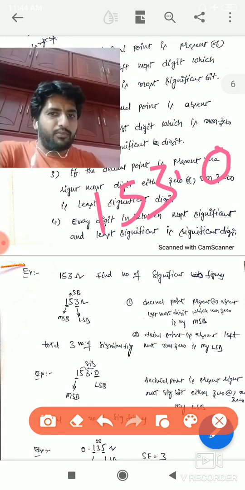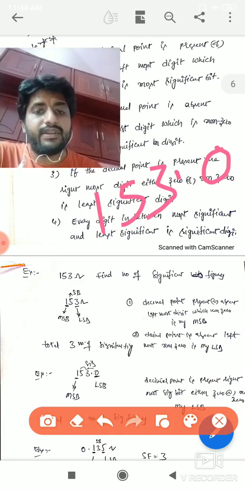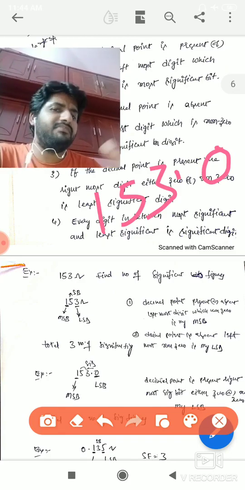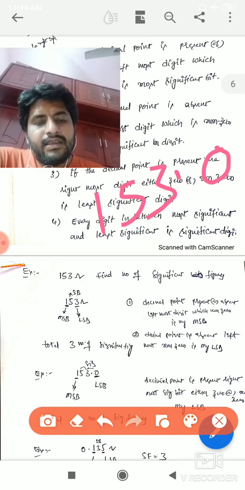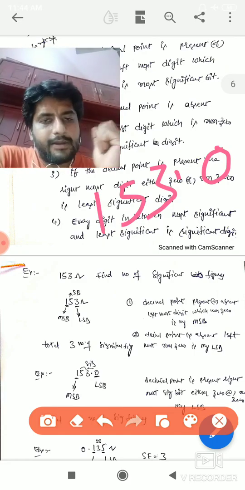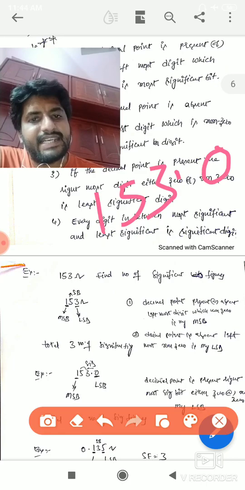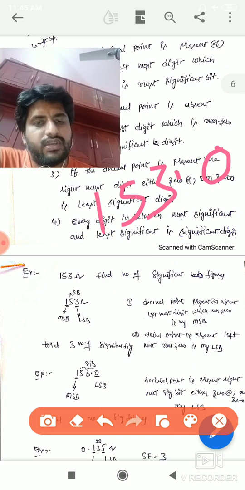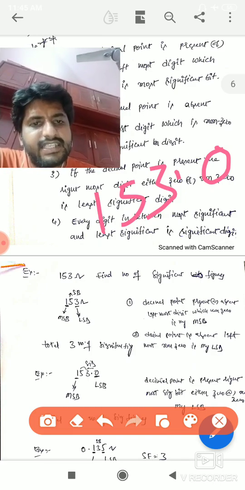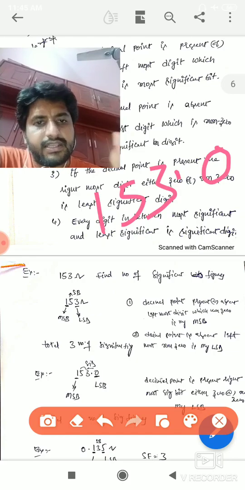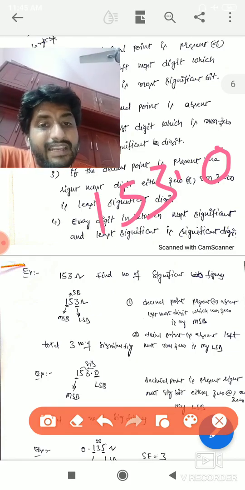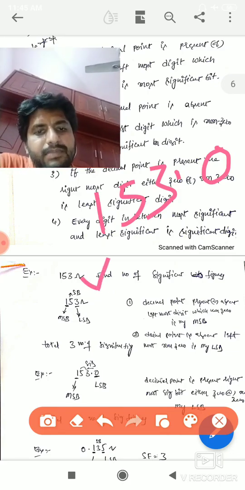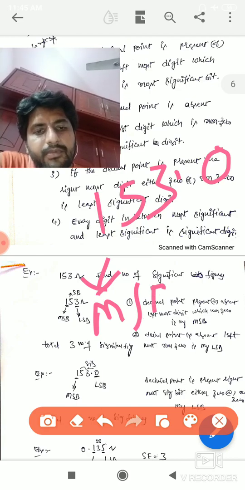Right? 153.0. Then you will analyze how many significant figures there are. It's not like 153, where directly you would say the significant figures is 3. Maybe you will get the wrong answer, right? So for this, you have to analyze the first point. If the decimal point is present or absent, my leftmost digit, which is non-zero, is my most significant bit. Here the decimal point is present, no problem. The leftmost digit, which is non-zero, is my most significant bit. So this is my most significant bit, no doubt about that.